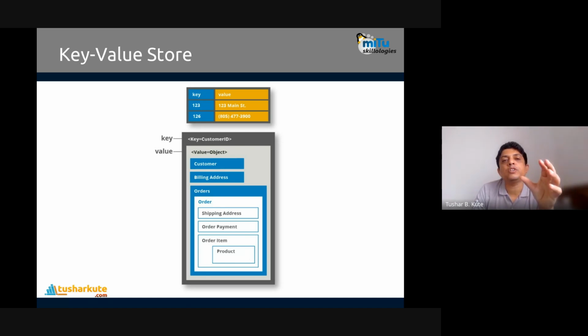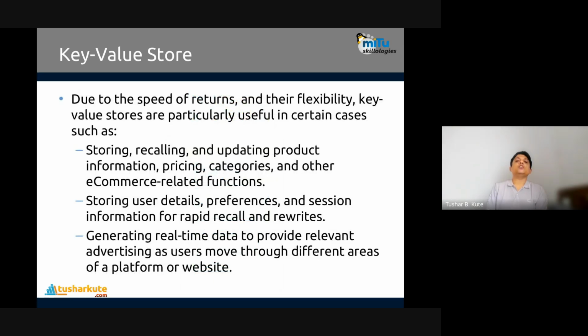We have the pairs of key values present in it. Fine. Key value stores which are possible in it. Fine. So due to the speed of return and their flexibility, I've shown that one there. The key value store is particularly useful in certain cases such as storing, recalling, and updating product information, pricing, categorizing, and other e-commerce related functions are possible with the help of the key value store over there.